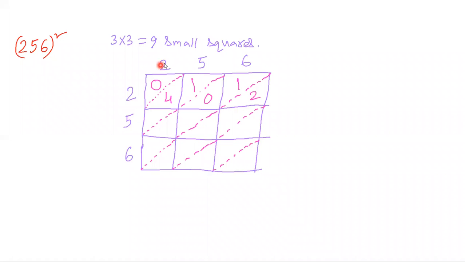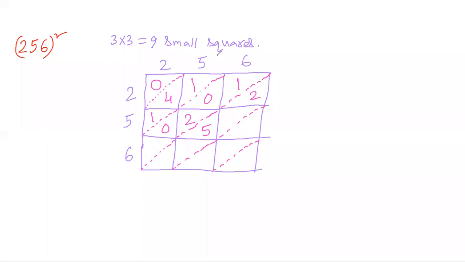Then I will consider this 5. So 5 into 2, the result is 10. That result we have to write in this place. So in this place I will write 10. Then I will consider 5 into 5, 25. That result we have to write in this place. So here we'll write 2 5.